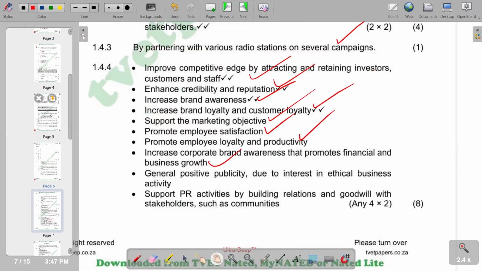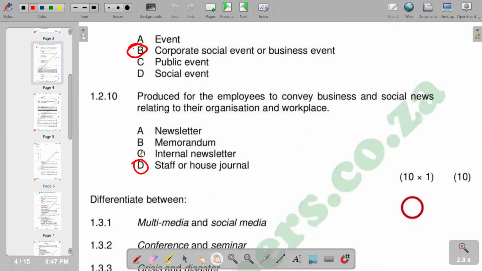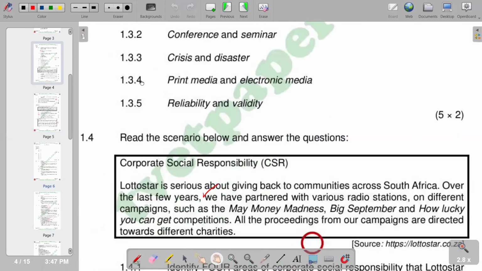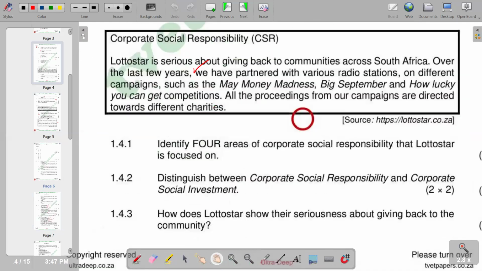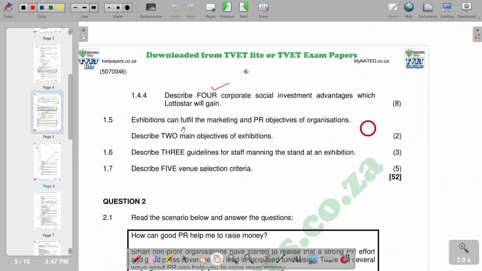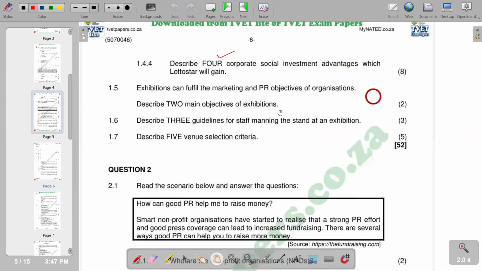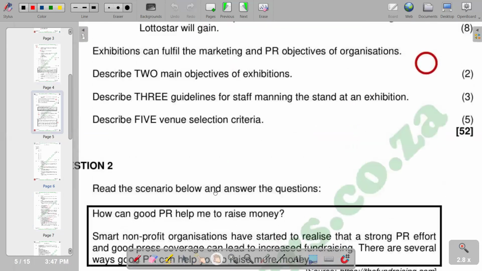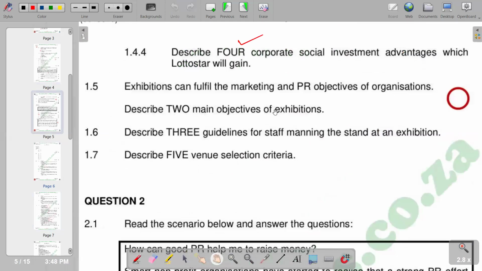So with that, we move on to the next part, which is question 1.5. It says exhibitions can fulfill the marketing and PR objectives of organizations. Describe 2 main objectives of exhibitions.